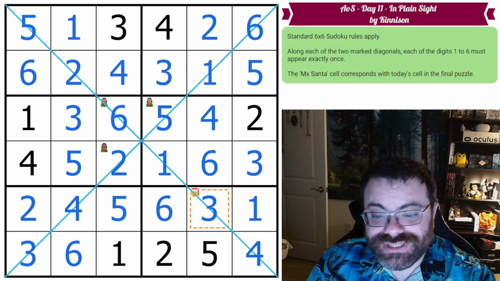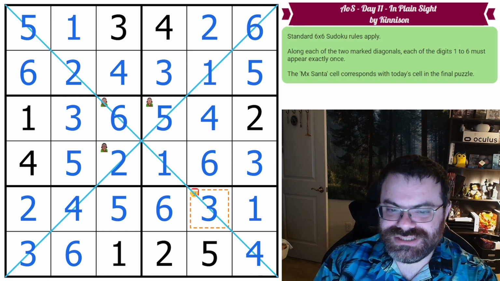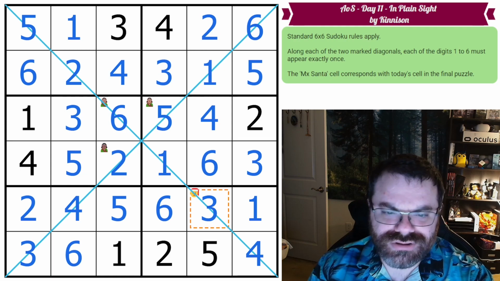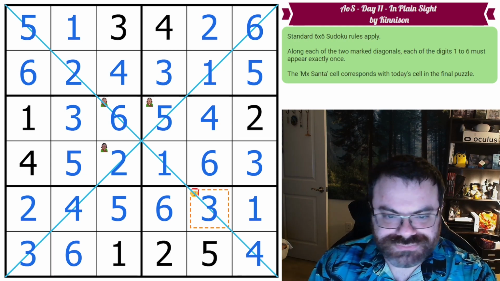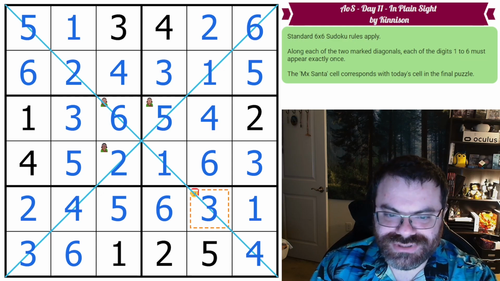And so I hope you enjoyed this. I would expect this to maybe be a bit more of a struggle than some of these previous ones. It is a weekend puzzle, so I think that's the case with a lot of the weekend puzzles.